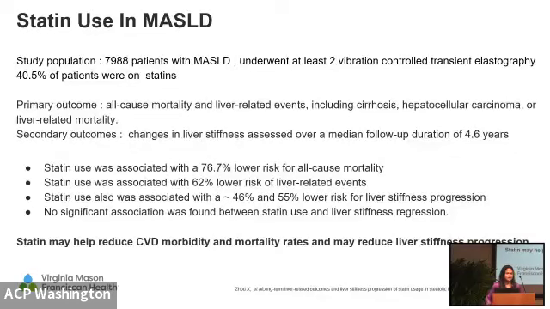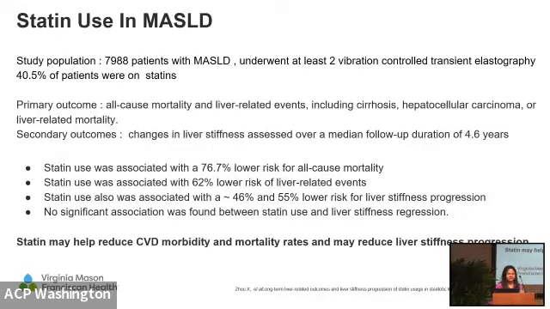Talking about statins, as a hepatologist, I have begun to really love statins. So if there is an indication to start a statin, please consider starting statins. Elevated ALT and AST is not a reason not to put your patients on a statin if there is an indication for it.